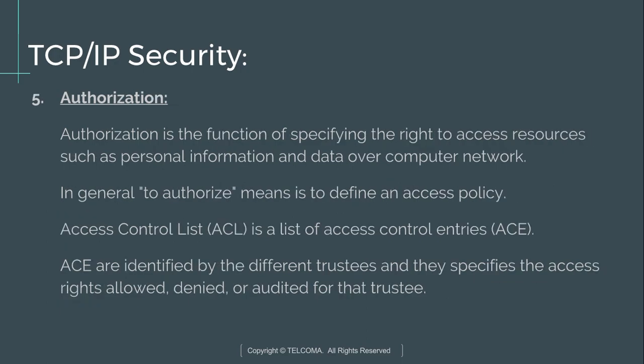Next is authorization. Authorization is the function of specifying the right to access resources such as personal information and data over a computer network. So in general, to authorize means to define an access policy that determines whether the user has access to use the data or not. An access control list is a list of access control entries. ACEs are identified by different trustees and they specify the access rights allowed or denied for those trustees. So authorization provides the access policies on who has access to that data or not.